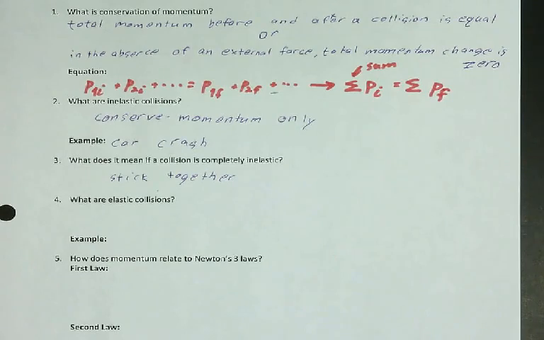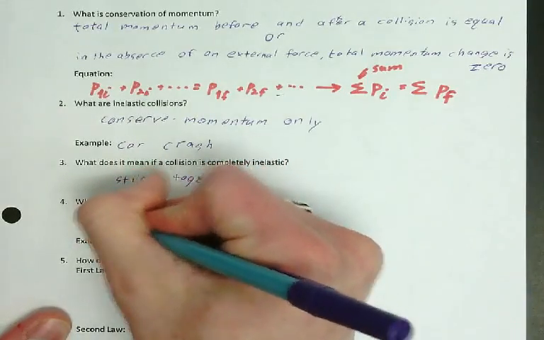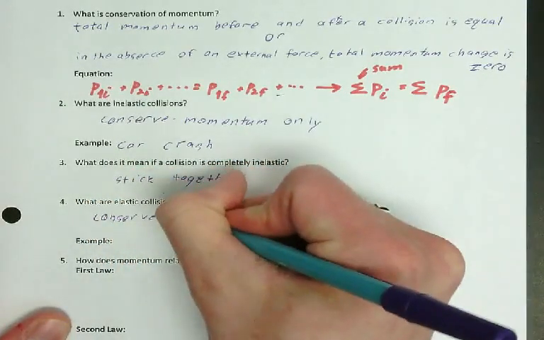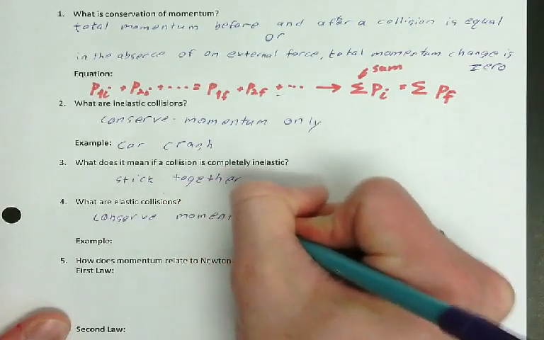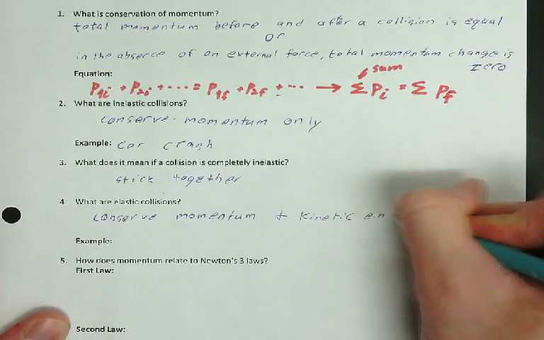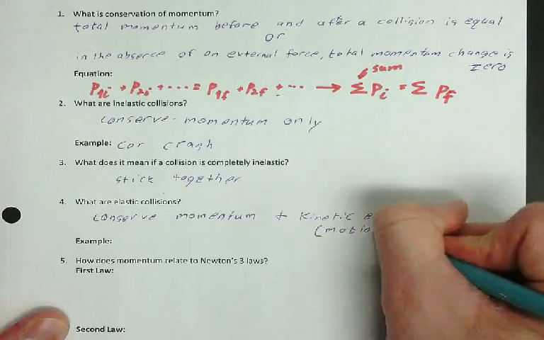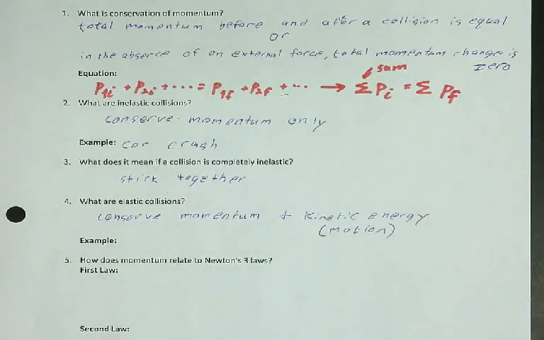All right. What are elastic collisions? Inelastic collisions conserve momentum only. Elastic collisions conserve momentum and kinetic energy. Now, we haven't talked about kinetic energy yet, and we're not going to until next unit. So for right now, think of kinetic energy as motion. Kinetic energy is your motion. So if you conserve motion, that means the motion before and after has to be the same. Kinetic energy roughly goes with velocity. There's more to it than just that, but it roughly goes with velocity.